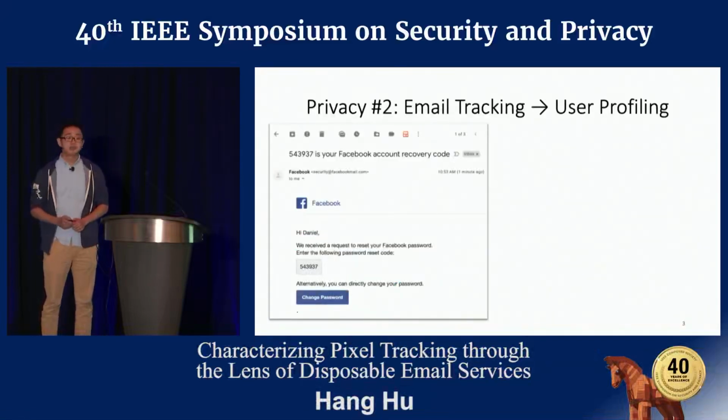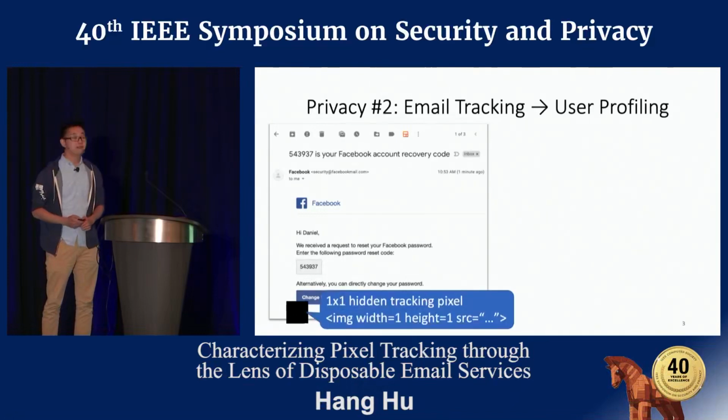Email can also be tracked to do user profiling. Let's look at this example. This is an email sent to me from Facebook when I tried to reset my Facebook password. At the end of the message, there is a tracking pixel. It's usually transparent, and it's usually 1x1. But I use color black and a bigger size here to make it easier to observe.